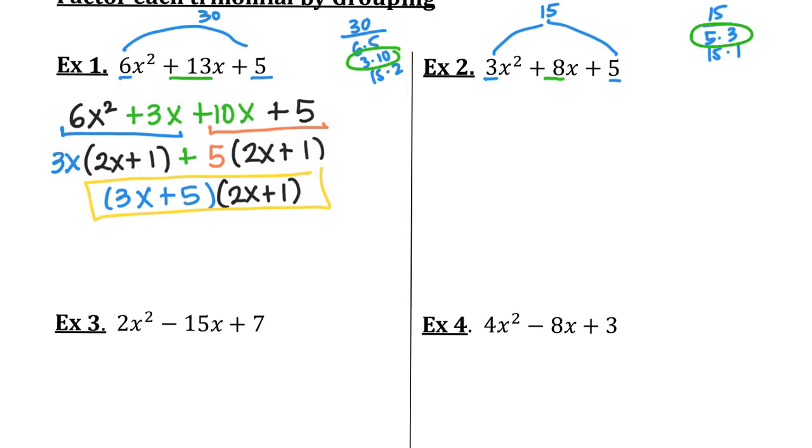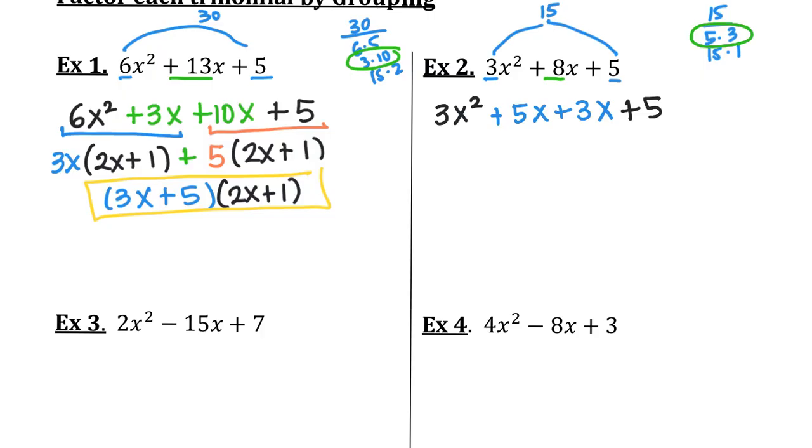I'm going to use this to split my 8x up. So the 3x to the second stays the same. Instead of writing 8x, I'm going to split that up into 5x plus 3x, because 5x plus 3x is the same as 8x. Okay, if you do 3x plus 5x, we're going to end up with the same answer at the end. Okay, now once I do that, I'm going to check each pair and I'm going to factor it by grouping.